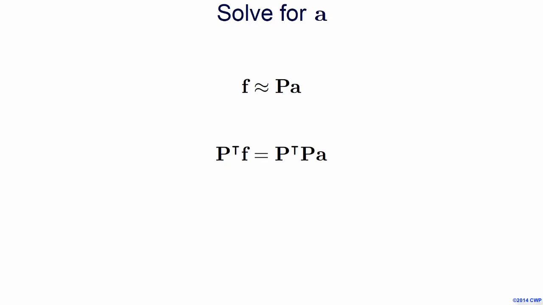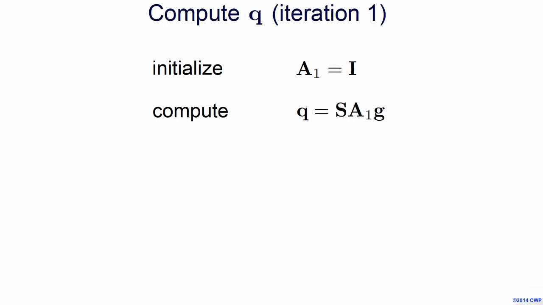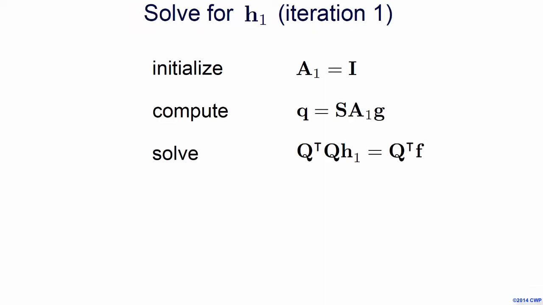So now we know how to solve for one wavelet, knowing the other wavelet. So how do we start this iterative process? Well, we start it by setting the inverse PS wavelet equal to an impulse, which is equivalent to setting the matrix A equal to the identity matrix. Now, this is essentially what you would do if you were simply trying to find a shaping filter to shape the squeezed PS image to the PP image. So now at this point we can compute Q and then solve for H.